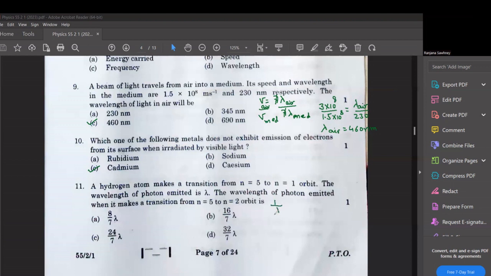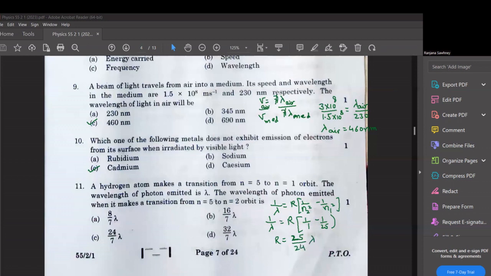We know that 1 upon lambda is equal to Rydberg's constant R into (1 upon n2 square minus 1 upon n1 square). So 1 upon lambda is R into (1 minus 1 upon 25) when it is making the transition from 5 to 1. Simplifying this, we get R is equal to 25 upon 24 lambda.